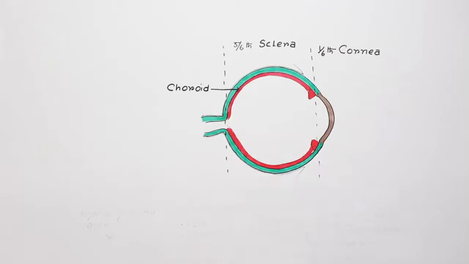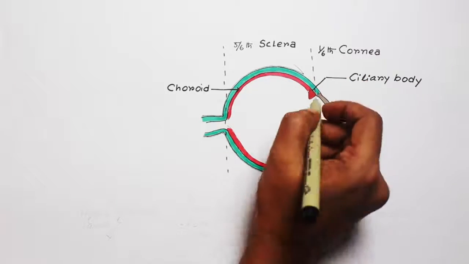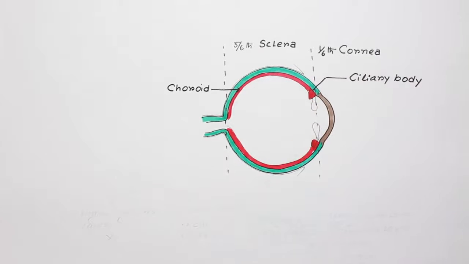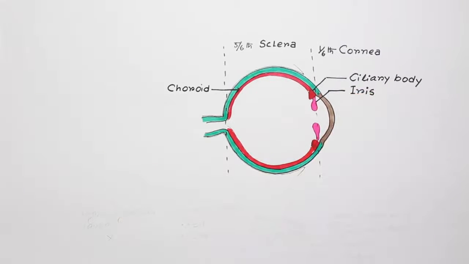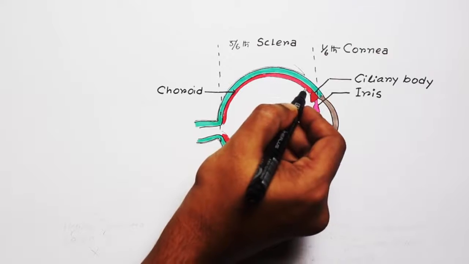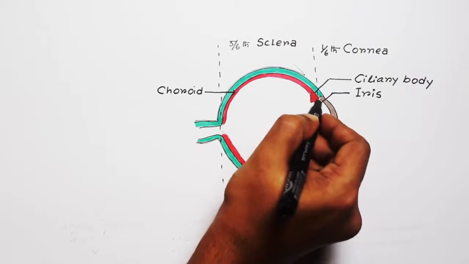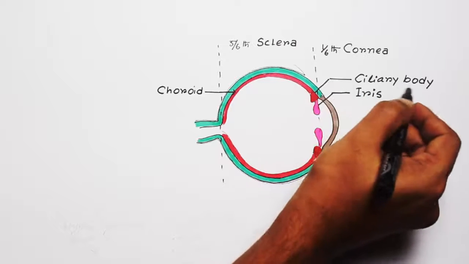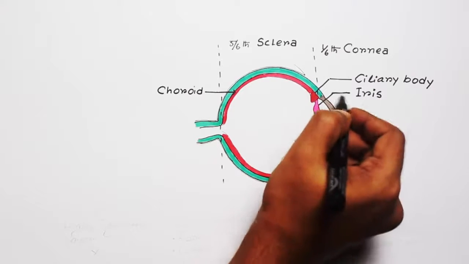Now the anterior portion of this vascular layer becomes thickened. This thickened part is called ciliary body. And just in the middle of the ciliary body, there is a vascular diaphragm. This is called iris. So the posterior-most part of the middle layer is called choroid, and the anterior triangle-shaped thickened area is called ciliary body. And in the middle of the ciliary body, there is a vascular diaphragm which is called iris.